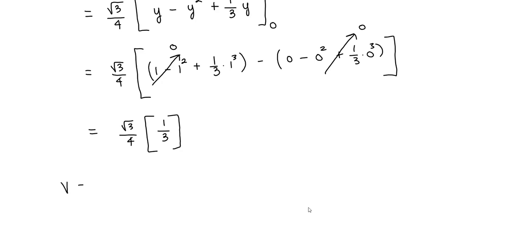And so therefore the volume is going to be the square root of 3 times 1, which is the square root of 3, over 4 times 3, which is 12. And therefore the volume is the square root of 3 over 12.